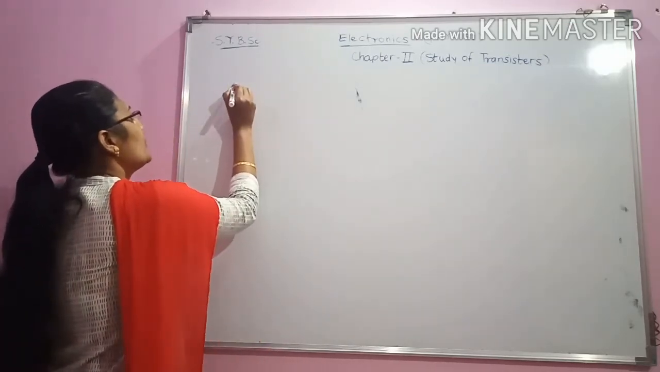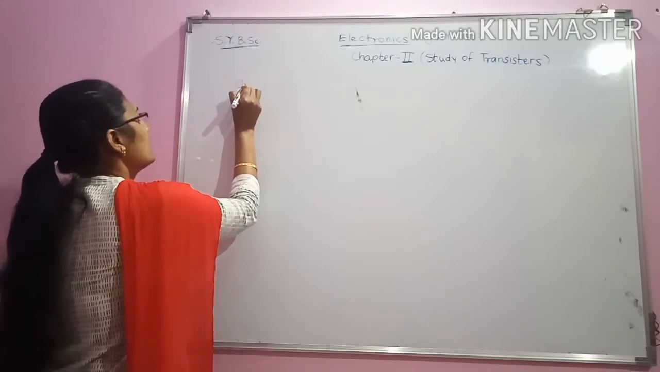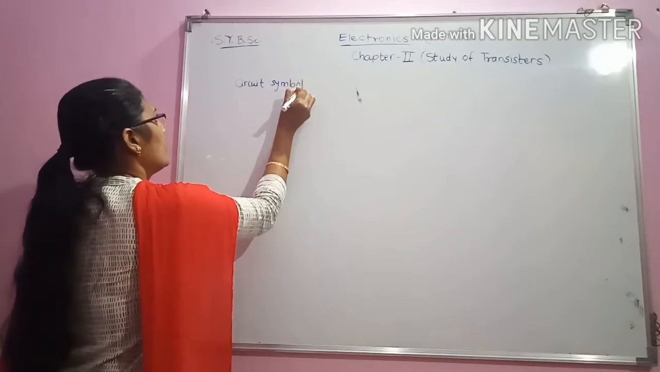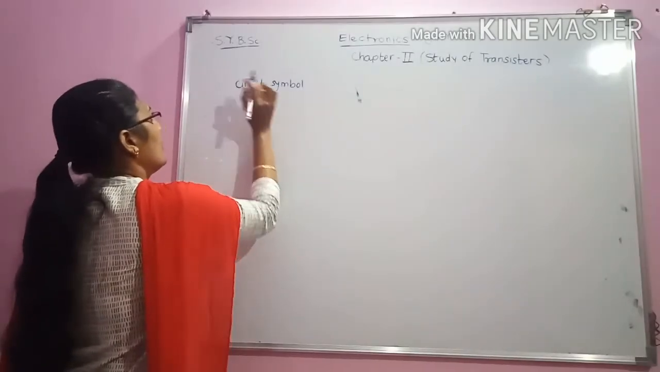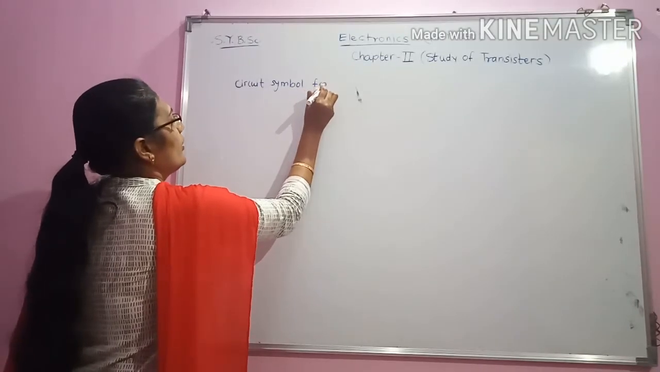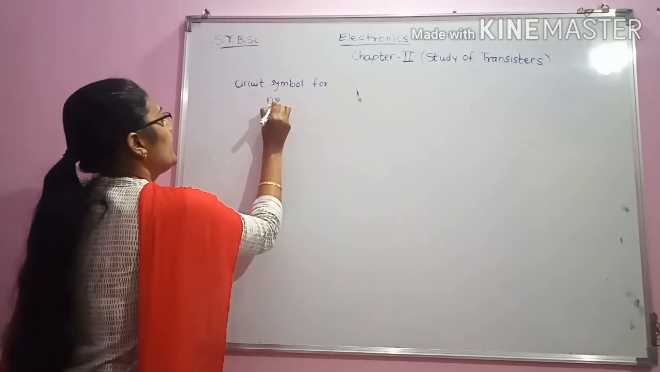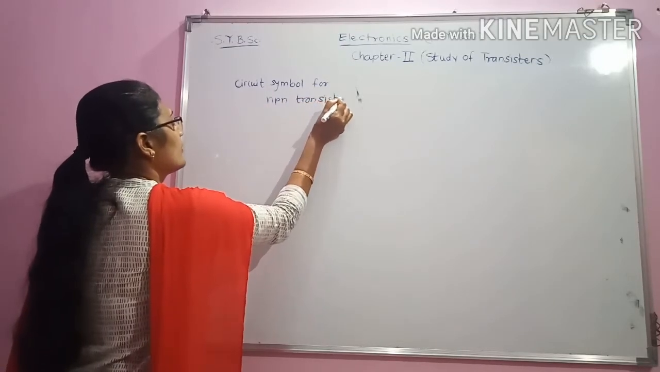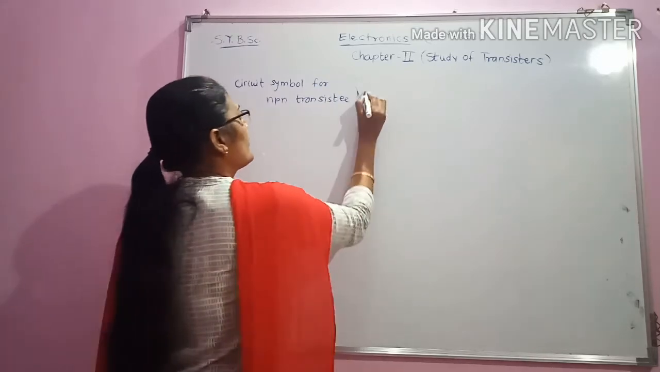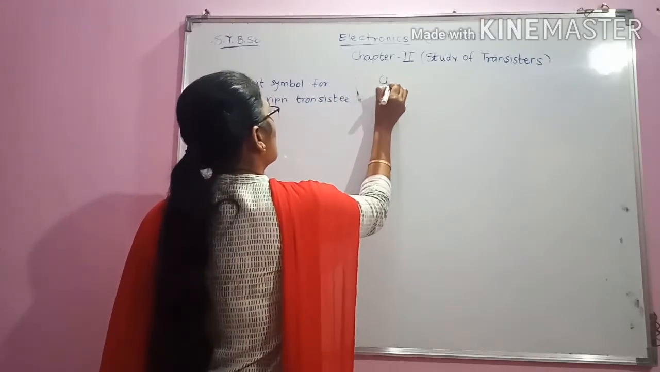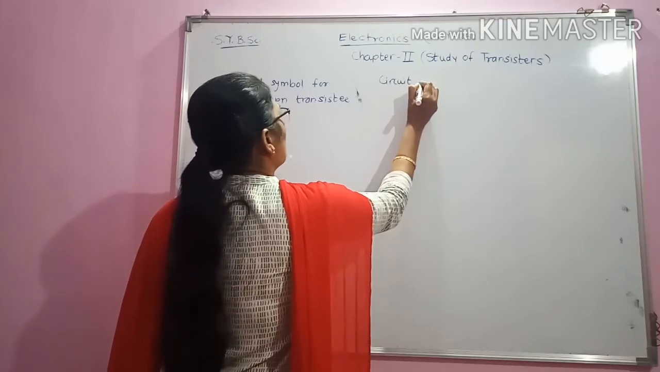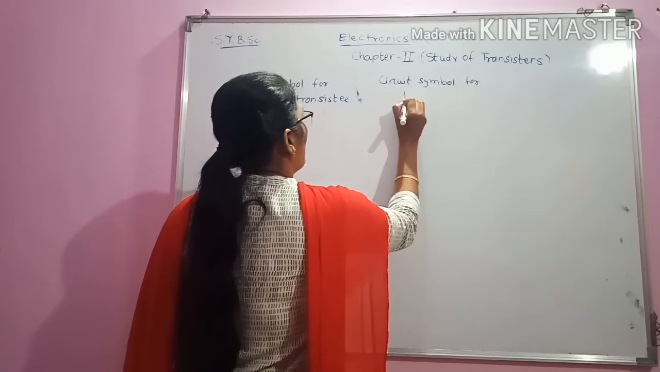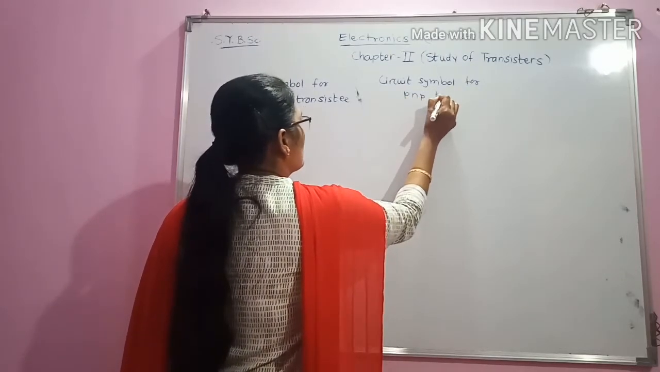So the first point we are going to see is the circuit symbol for NPN transistor and circuit symbol for PNP transistor.